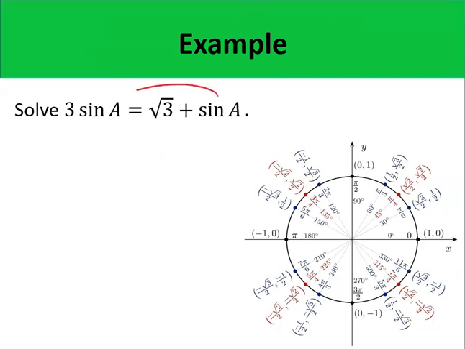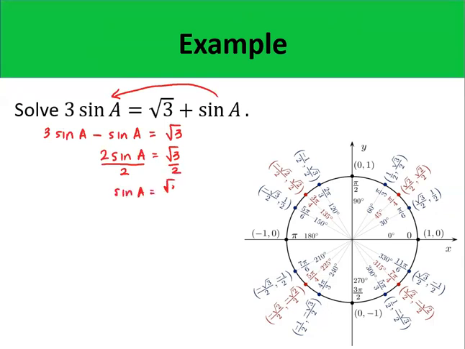So we start with transposing positive sine A from right side to left side. So this gives us 3 times sine A minus sine A is equal to square root of 3. Now, at the left side, we can combine 3 sine A minus sine A, which is 2 sine A, and it is equal to the square root of 3. And then we divide both sides by 2, and this gives us sine A is equal to square root of 3 over 2.